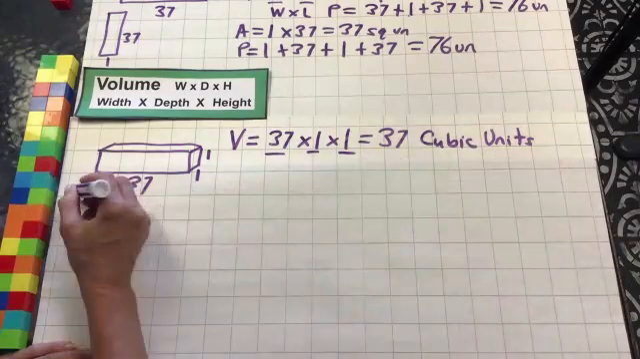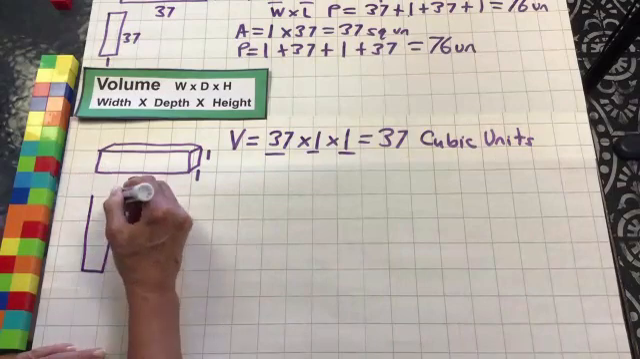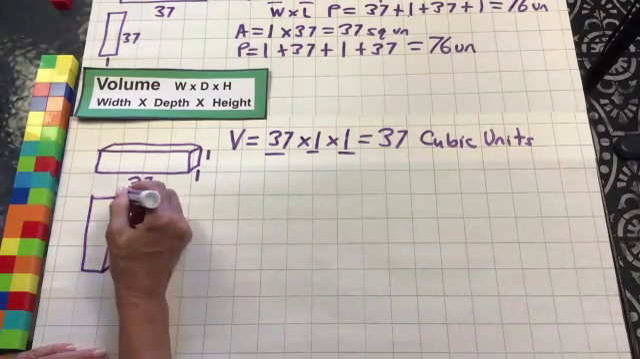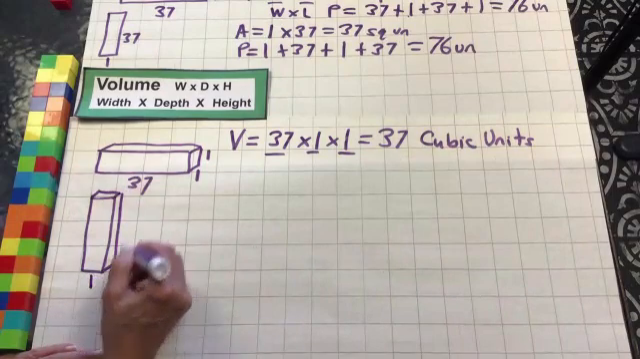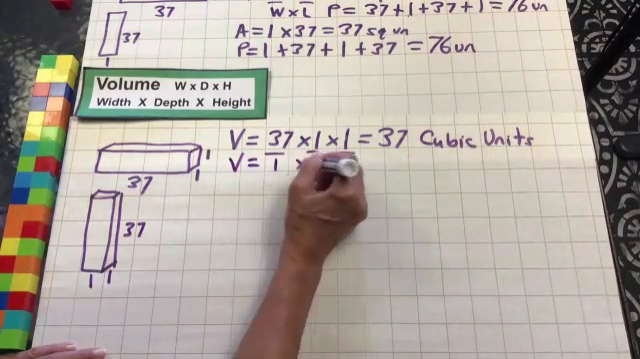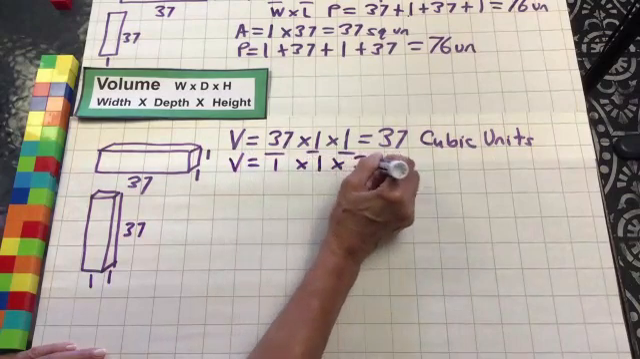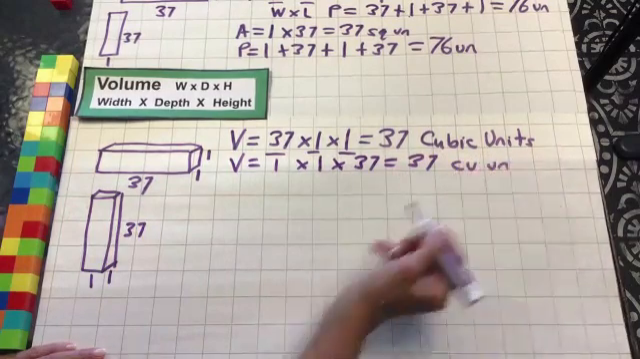All right, so let's go ahead and we're going to stand it up this time. So right here, standing it up. So now it's a 1 by 1 by 37. So that would be 1 by 1 by 37 equals 37 cubic units.